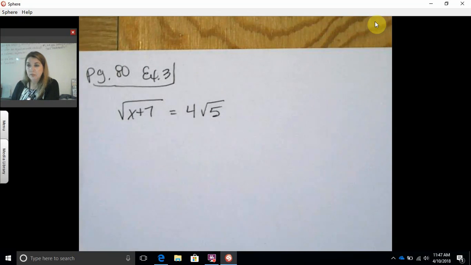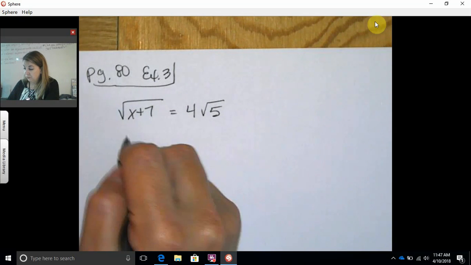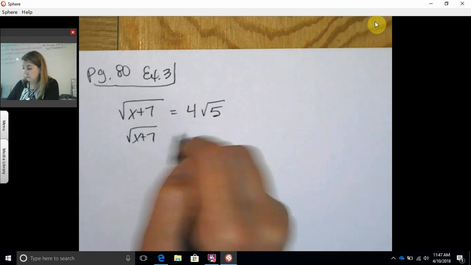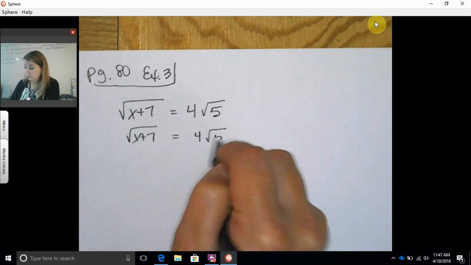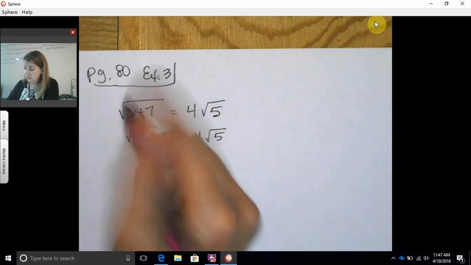Okay, on this one, we have radicals on both sides of the equation, don't we? So to isolate, to move stuff from one side to the other, you've got radicals on both sides, okay? So the way we would start this off is we would square both sides. Square both sides.